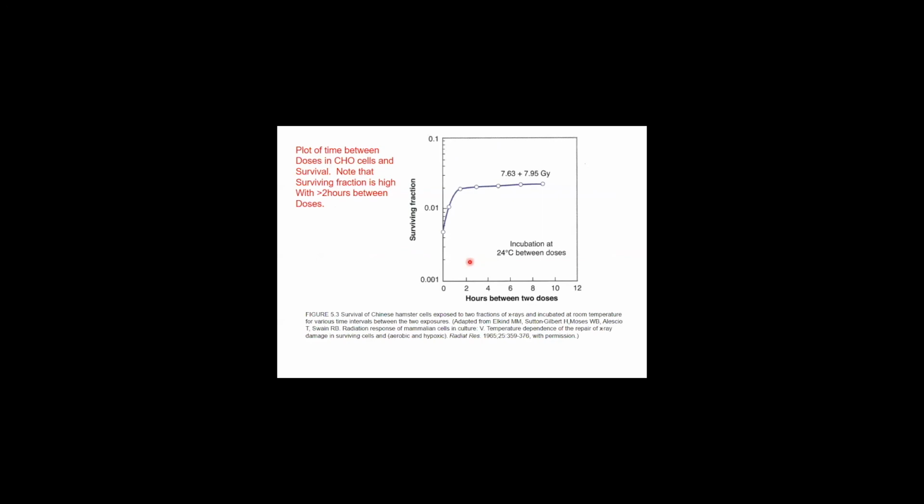So what is the best time interval between fractions? This is frequently a board's question. This is the in vitro experiment, and then we'll look at the in vivo experiment later. So in vitro, here's what they did. They took Chinese hamster ovary cells. They gave them a dose of 7.6 gray, followed immediately by 7.95 gray. And here's what they got right here.